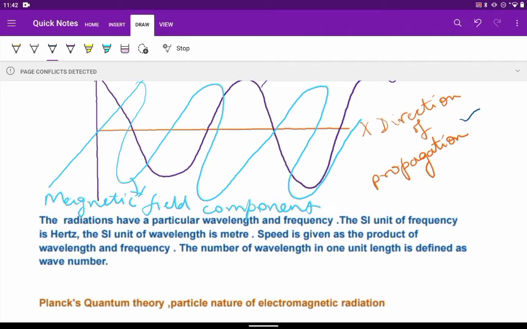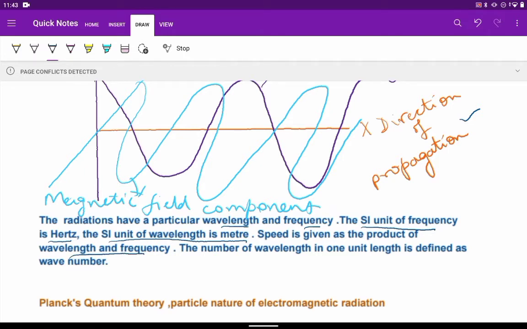All the radiations have a particular wavelength denoted by lambda and frequency. The SI unit for frequency is hertz. The SI unit of wavelength is meter. If we multiply both, we get the speed, that is the product of wavelength and frequency.